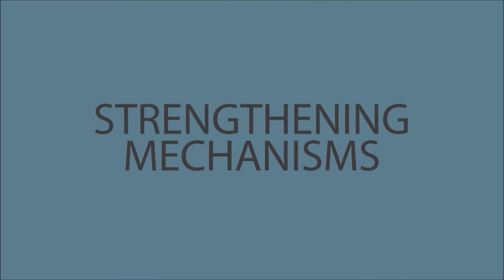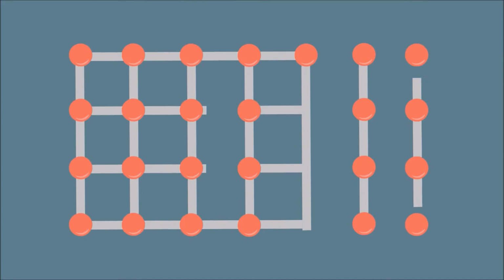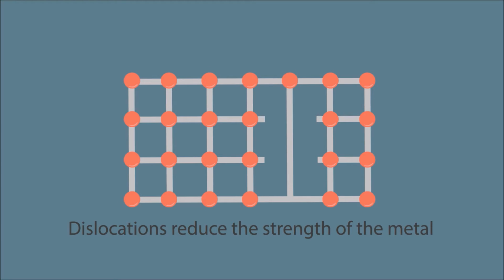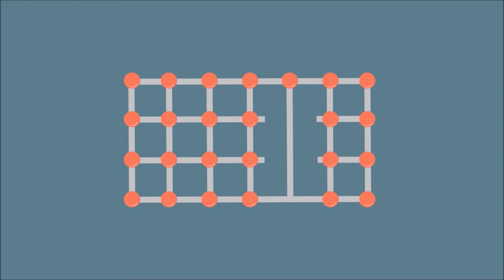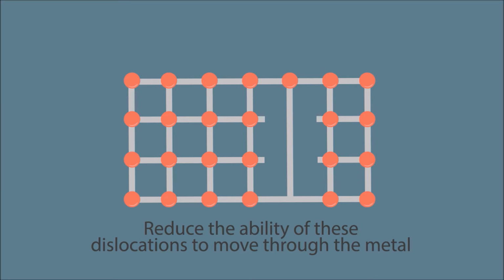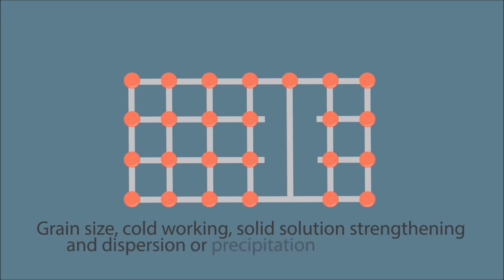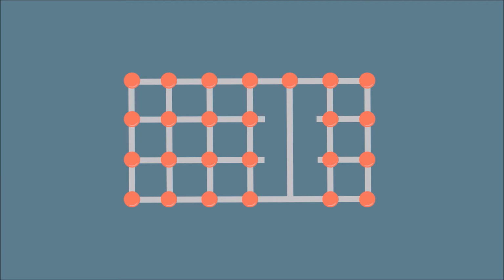Strengthening mechanisms. In the Introduction to Materials module, we talked about dislocations being present in metals. These dislocations reduce the strength of the metal. The principle of strengthening mechanisms is to reduce the ability of these dislocations to move through the metal. This can be achieved by the reduction in grain size, cold working, solid solution strengthening, and dispersion or precipitation strengthening. These strengthening mechanisms can be applied individually or in combination.